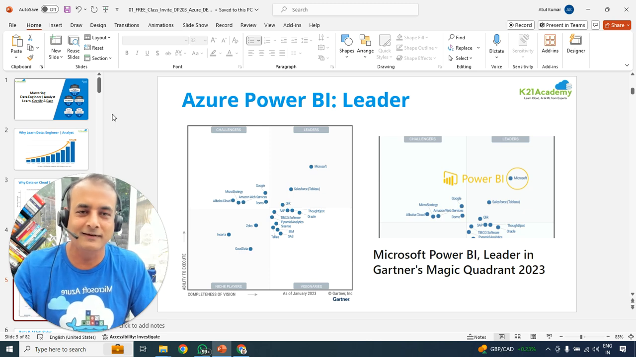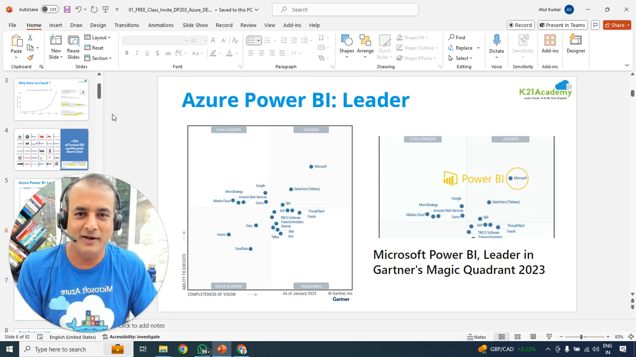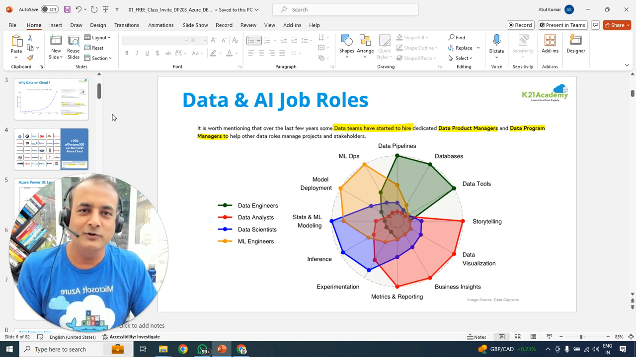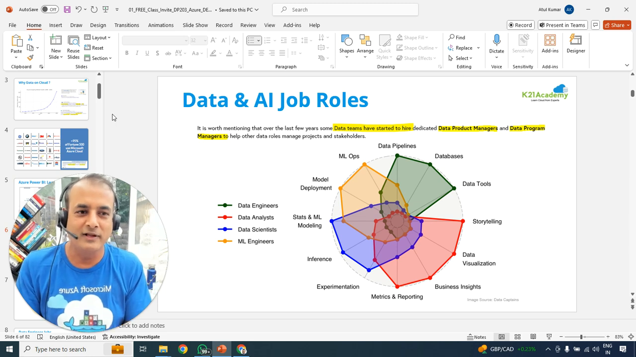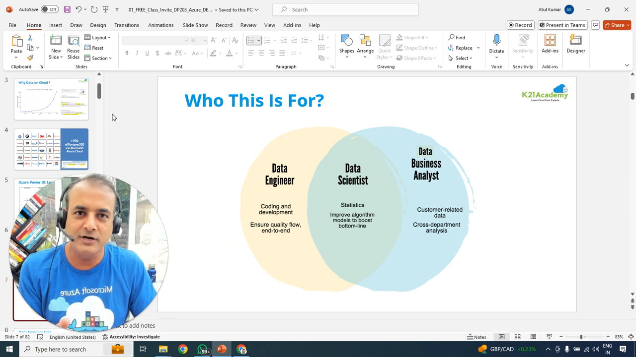As you probably might have guessed, it is one of the leaders in that domain. Once we know that, we're going to look at the data, AI and machine learning related jobs, including things like data product managers and program managers, and where all these roles fit in. Once we know that, we're going to narrow it down to three roles, which are data engineers, data scientists, and data analysts.